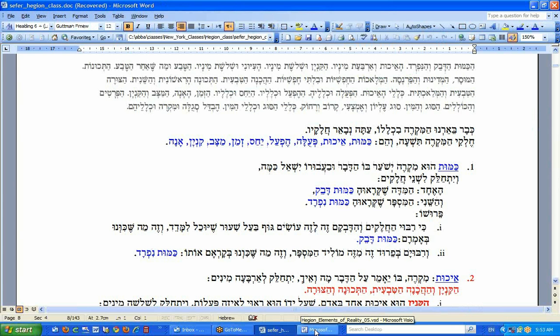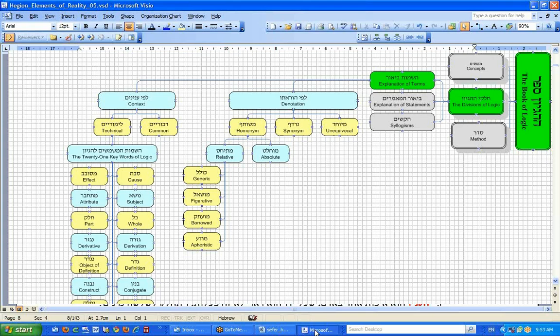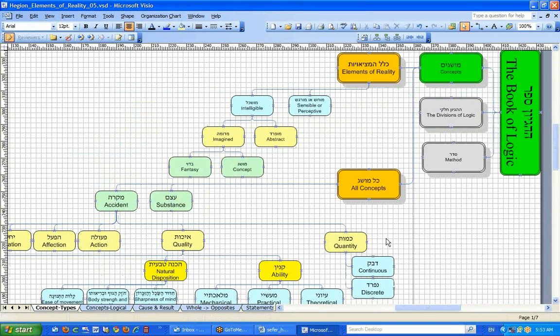Oh, I should go back to the chart just one second. Where were we holding? We were holding in the first category, which is just understanding how the mind conceives things. Before we start using them, building statements, syllogisms, you have to understand concepts themselves. And he will break that down into three parts.